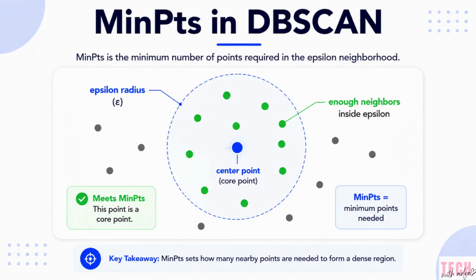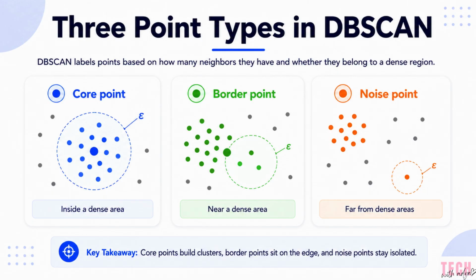This is called MinPts. In simple terms, epsilon asks, how close is close enough? MinPts asks, how many nearby points do we need before we call this area dense? If a point has enough neighbors inside its epsilon circle, it becomes a core point. Core points are the strong center of a cluster.